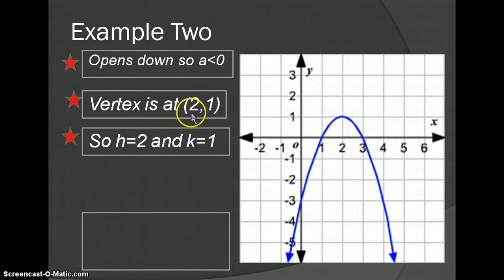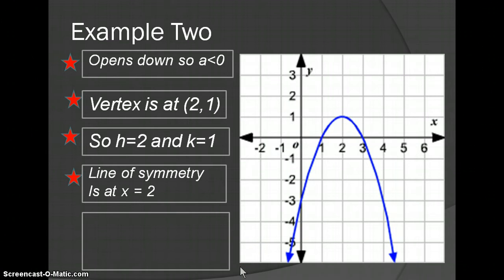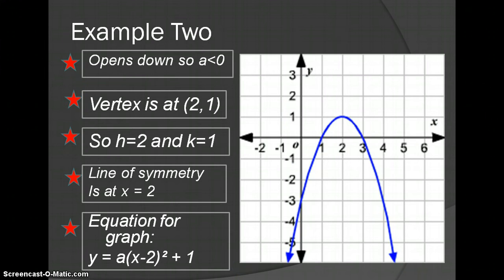Because the vertex is at 2, 1, we know that h has to equal 2 and k has to equal 1, which, as you saw on the last example, will allow us to write the equation for the graph. We can also say the line of symmetry is happening at x equals 2. And finally, the equation for the graph is y equals a times the quantity x minus 2 squared plus 1.